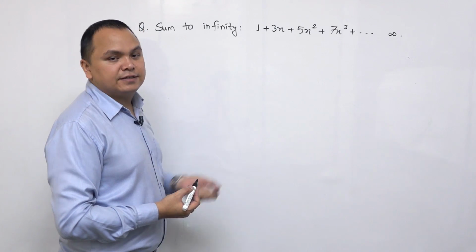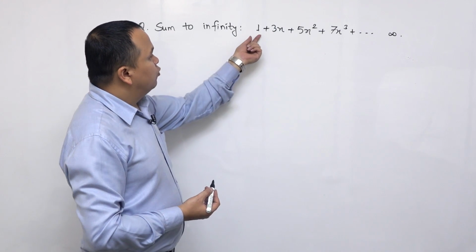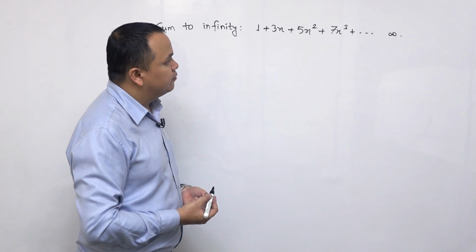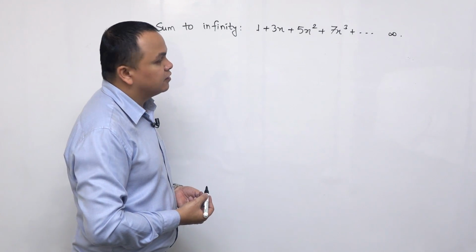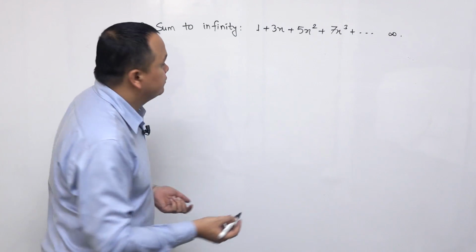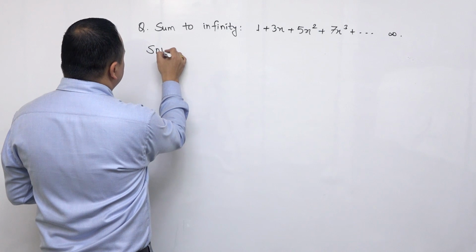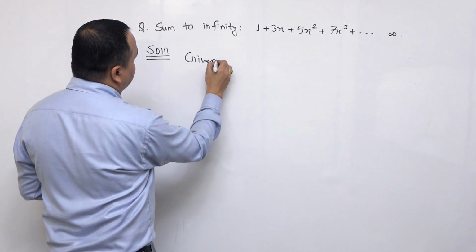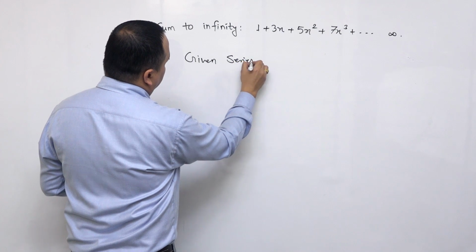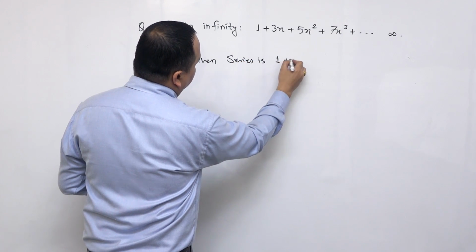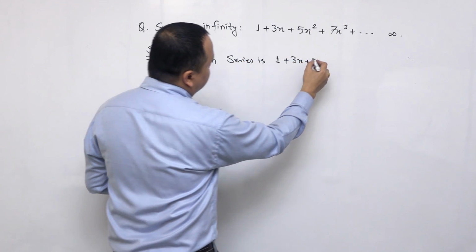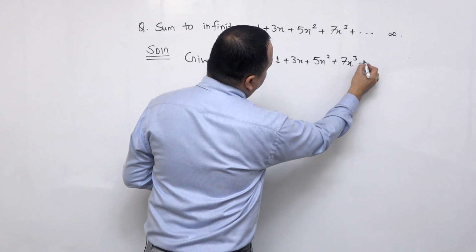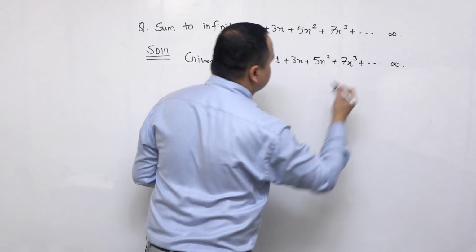Now we take one example. Sum to infinity: 1 plus 3x plus 5x square plus 7x cube plus dot dot to infinity. Solution. Given series is 1 plus 3x plus 5x square plus 7x cube plus dot dot dot to infinity.